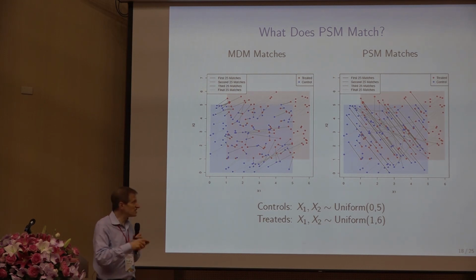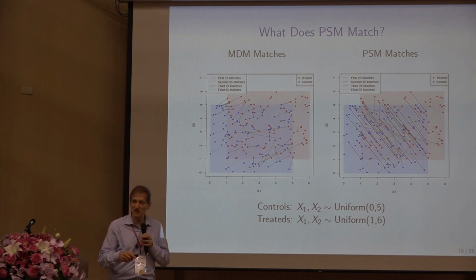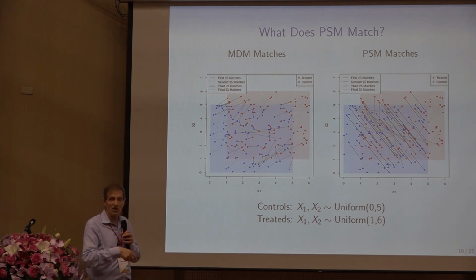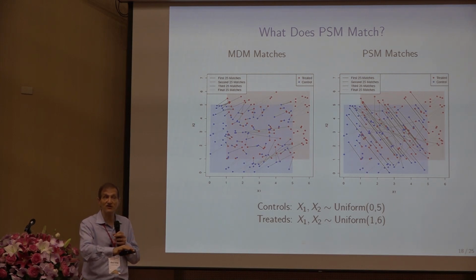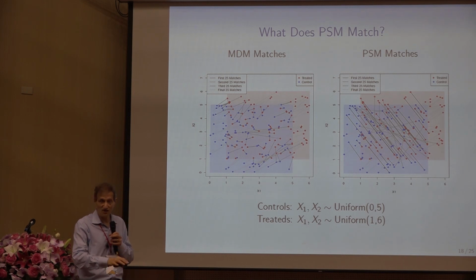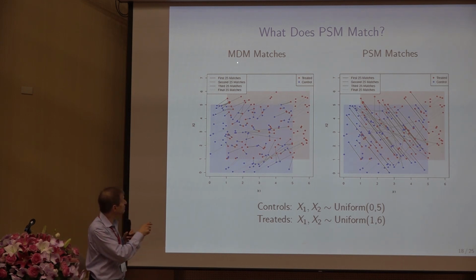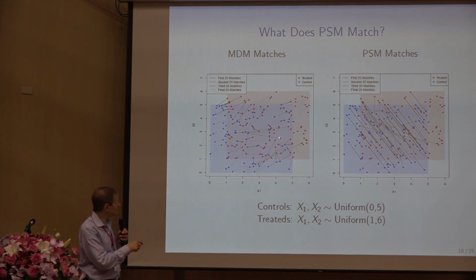Everybody see? So this is a good case for propensity score matching, because there's no exact match experiment here. This is just a completely randomized experiment, just as propensity score matching intends to find. Okay. So what does it do? Well, first we'll look at Mahalanobis distance matching, and then we'll get there. Mahalanobis distance matching matches each treated unit, the red, to the nearest control.